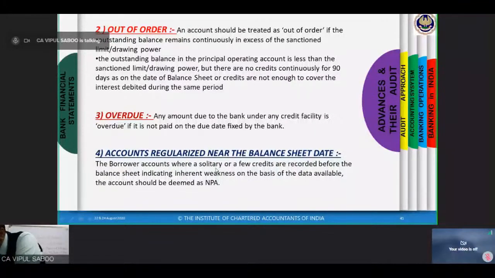So the borrower accounts where a solitary or a few credits are recorded before the balance sheet date, indicating inherent weakness, on the basis of data available, the account should be deemed as NPA. For Rupa, you can use only 55 lakhs because that is a sub-limit sanctioned within your sanction limit.